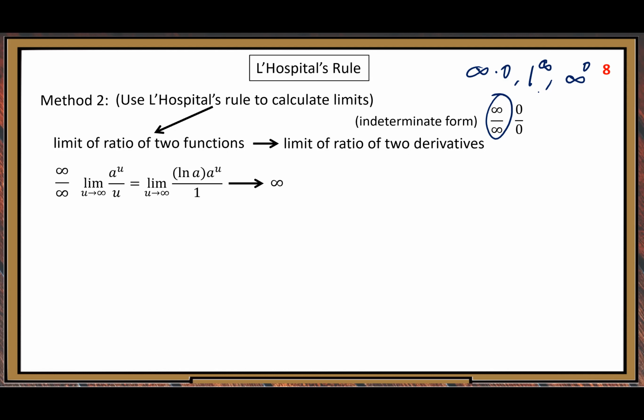So this is one simple example of using L'Hopital's rule to compare two growth functions. Here we need to make sure our a is greater than 1. Then natural log of a is a positive number.